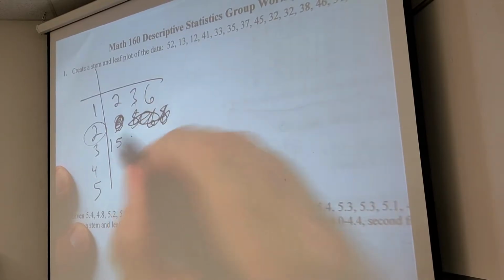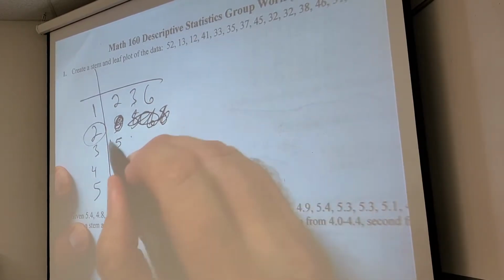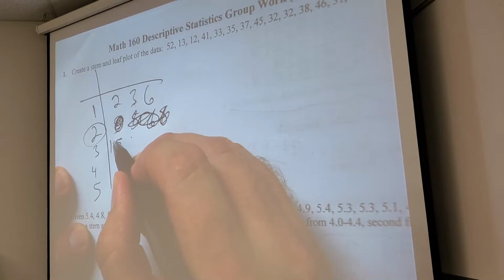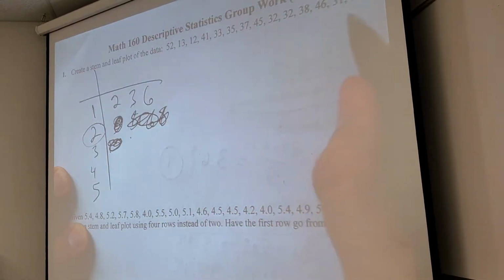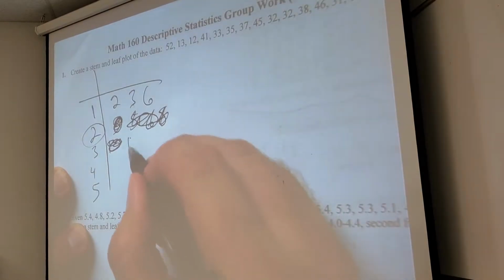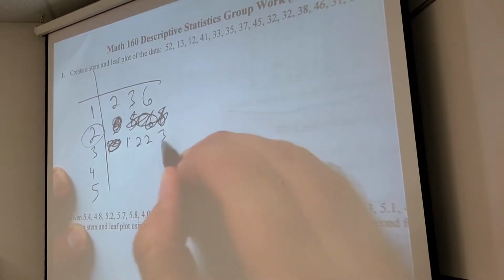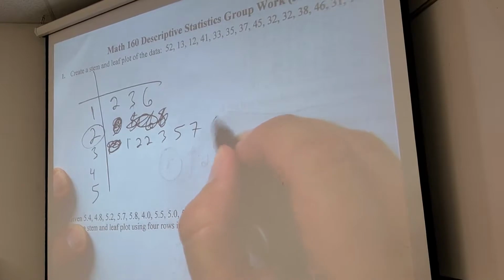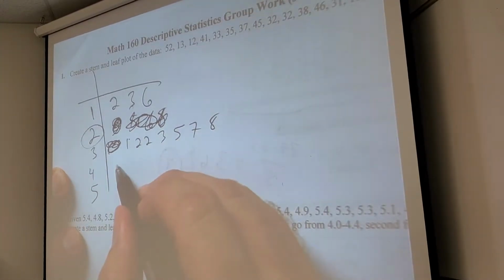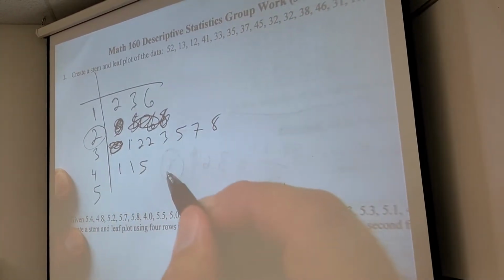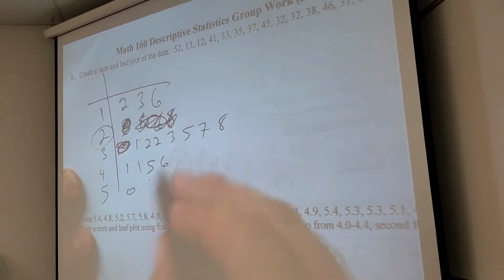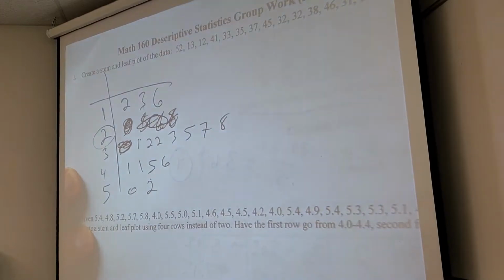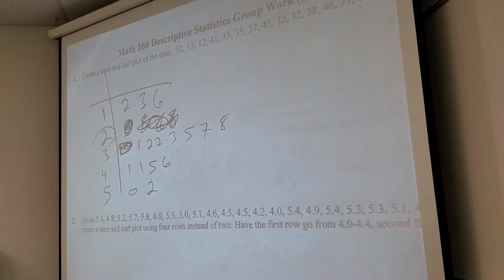Yep. 1, 2. Is there 1, 2, 2? I love you guys so much. There's 1, 2, 2. I got you. 1, 2, 3, 5, 7, 8. Okay. 1, 1, 5. 0, 5. 0. There's a 6 in the 40s also. And 2. Do they have to be in order? Not necessarily, but you might as well.